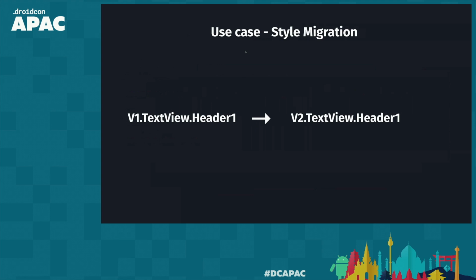So whenever a developer starts writing code and they start using version 1 of the styles, lint will just point out to them that this is an error. Don't do this. Rather, use version 2. So let's see how you can write the custom rule for the same.